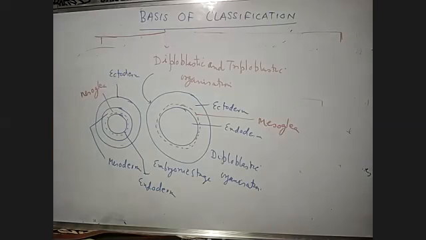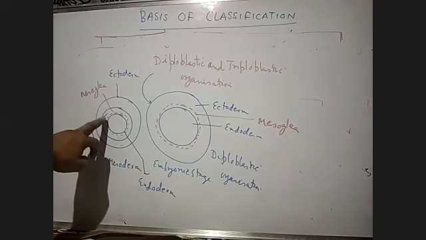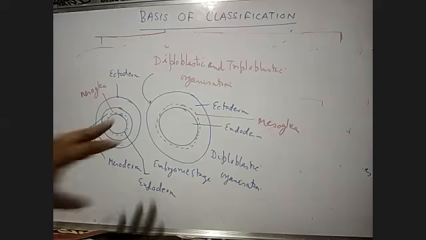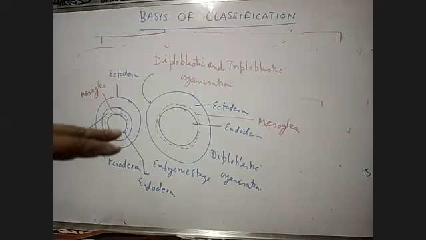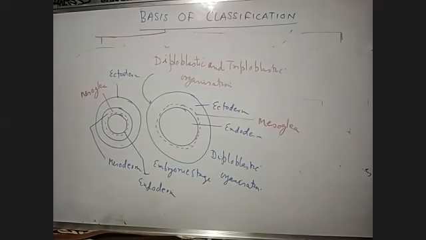So this kind of organization, if there are three layers, ectoderm, endoderm, and in the middle a mesoderm, is called the triploblastic level of organization in the embryonic stage. The animals having three layers are called triploblastic animals, and the animals having two layers, ectoderm and endoderm, are called diploblastic animals.